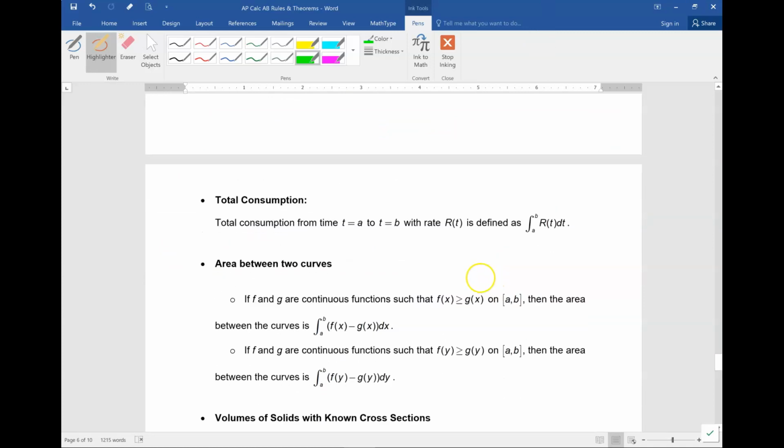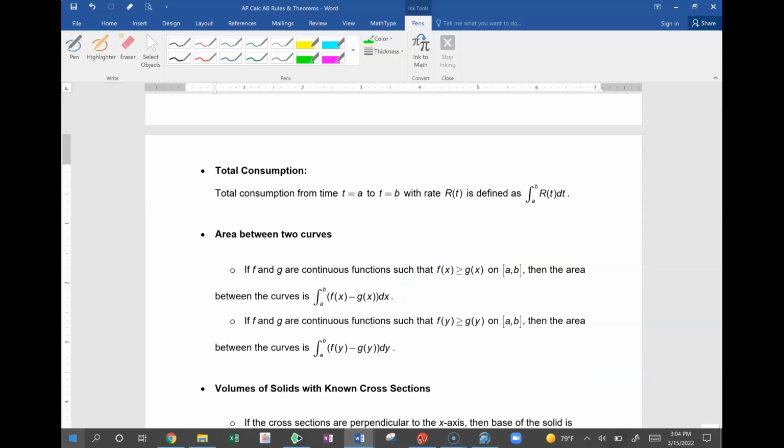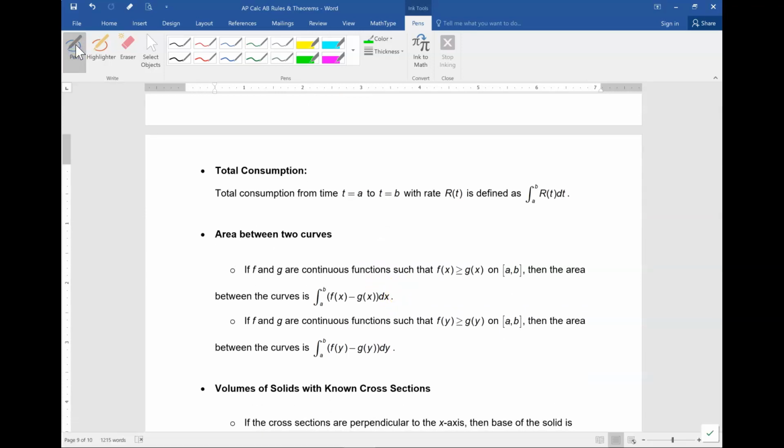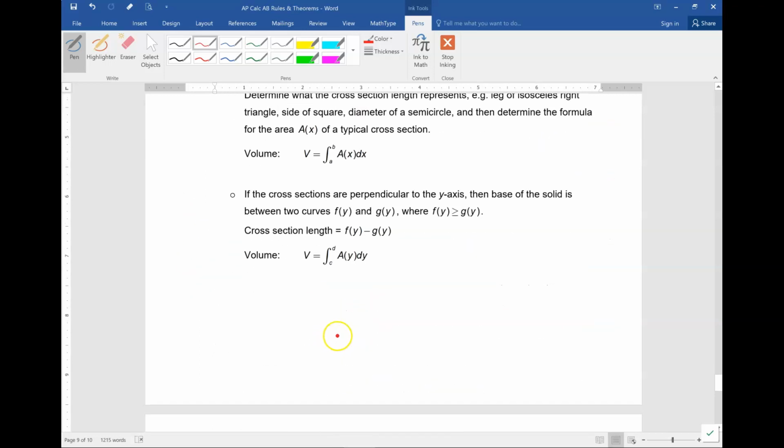And if you're given x, which is just f of x, then you just do 1 over b minus a. Exactly. Okay, so total consumption, if your given rate is the integral. Okay, area and volume, I think you guys are okay with that because it's the last thing we did.